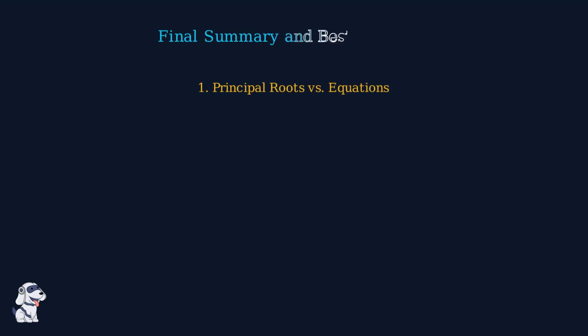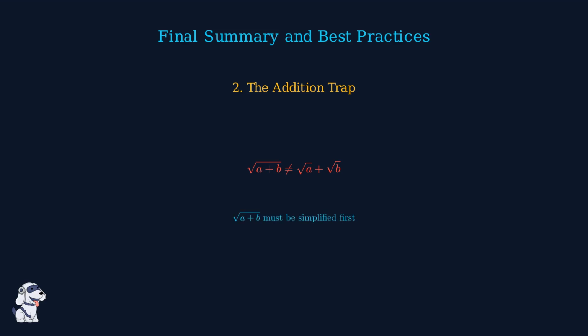We conclude by reviewing essential practices. First, always distinguish between a radical expression and an algebraic equation. The radical symbol specifically requests the principal non-negative root. Equations like x squared equals 25 require both positive and negative solutions. Second, never distribute the radical across addition. Adding within the radicand must occur before evaluating the root. This is a common logical error that can be avoided by performing operations inside the symbol first.